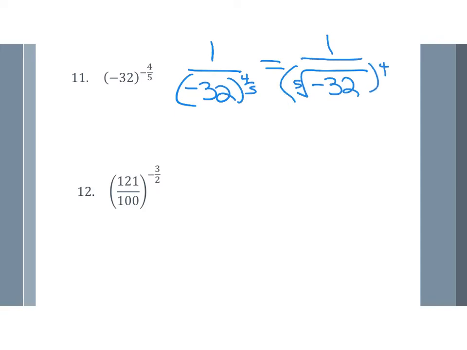After I do that, I'm going to raise it to the fourth power. So the fifth root of negative 32 will be negative 2. I'm going to raise that to the fourth power. And 2 times 2 is 4, times 2 is 8, times 2 is 16.